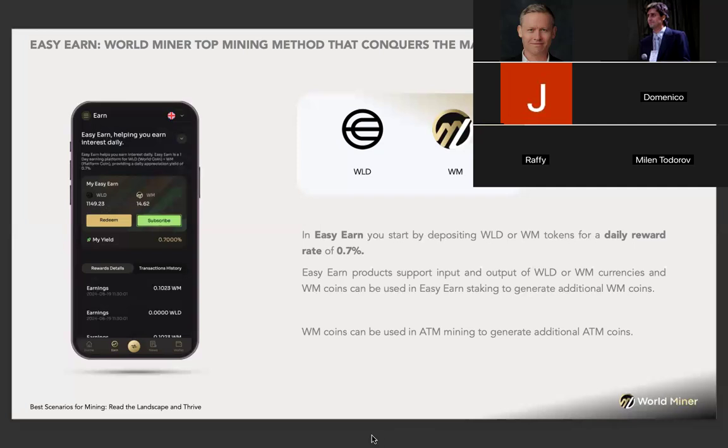So learn more about one of the WorldMiner's top mining methods, Easy Earn, or liquidity mining, and the other one, dual coin mining, and plan and try the ones that are most adjustable for your own reality.